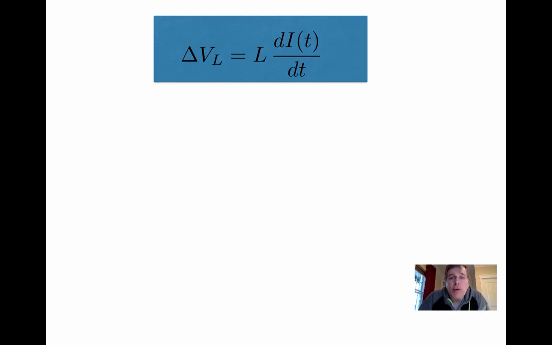Okay, what's the equation? Well, I told you that the voltage depends on the rate at which the current changes. And here is the key equation. This is the key equation for inductors. The voltage across an inductor is equal to a constant. This constant L is called the inductance of the inductor.